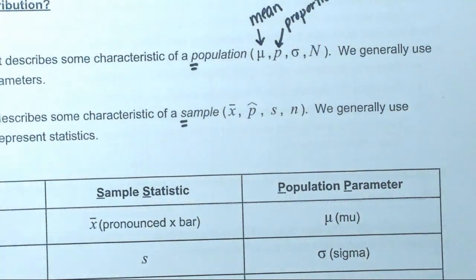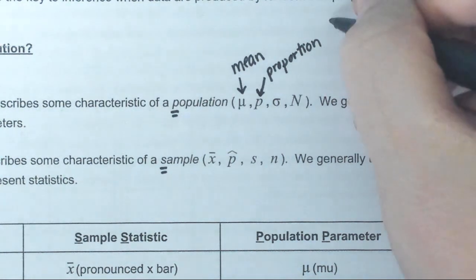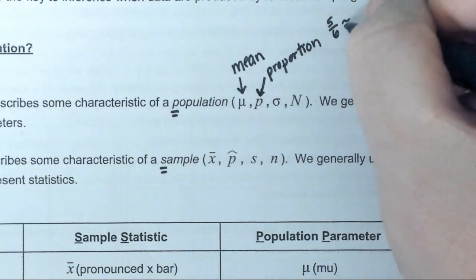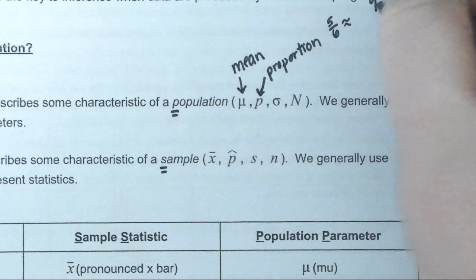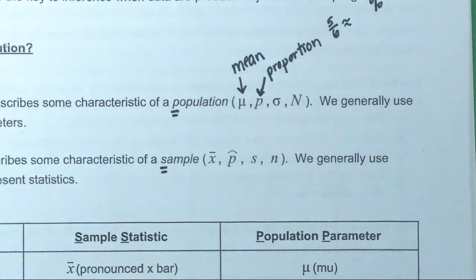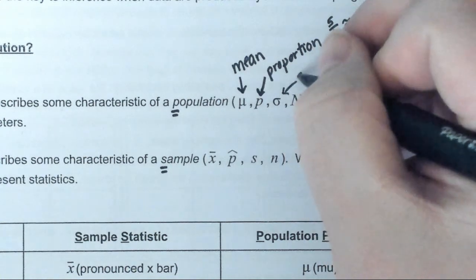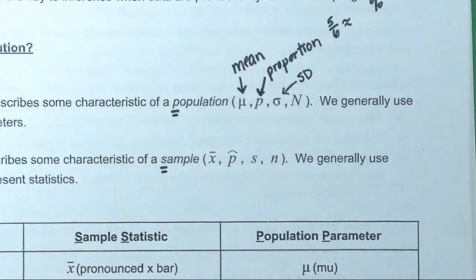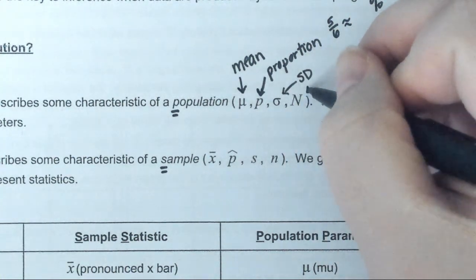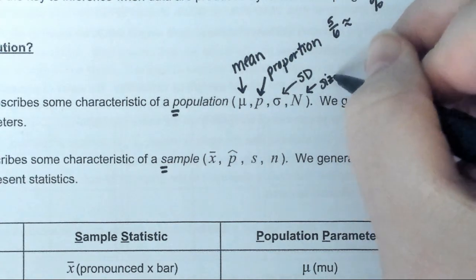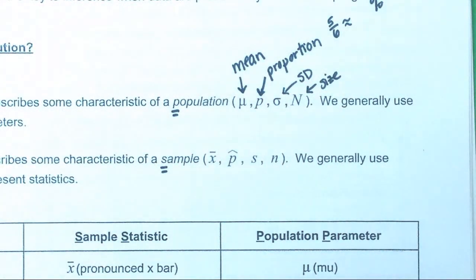When I think of a proportion, I think of a fraction. You've been doing proportions for forever. Like if they say 5 out of 6 dentists recommend whatever, and then you figure out that percentage, that's a proportion. Duh. Sigma, you already knew that was for standard deviation. And then N is for our size. For instance, our size of our population, if we're doing AP Stats, is the 13 of you. Well, I guess we're counting me, 14.